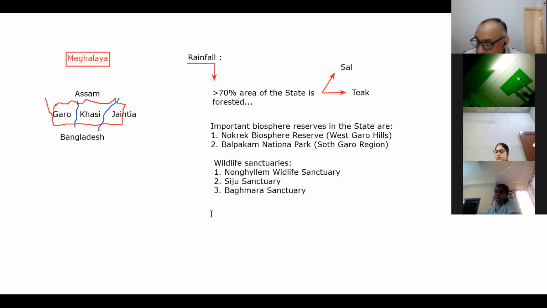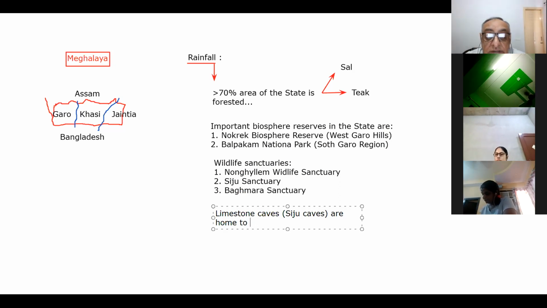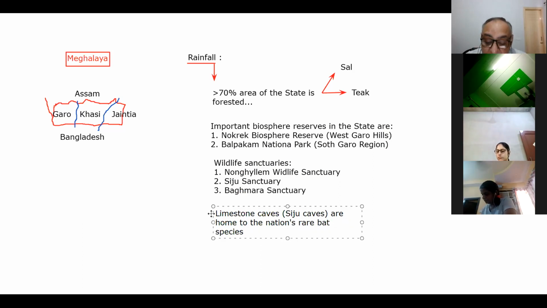And you can say Siju, as I have told you here. So we can say limestone caves, which are Siju caves, means in the Siju region, right? Which are called Siju caves, are home to the nation's rare bat species. So here we find some rare bat species of the country, which are in the Siju caves.